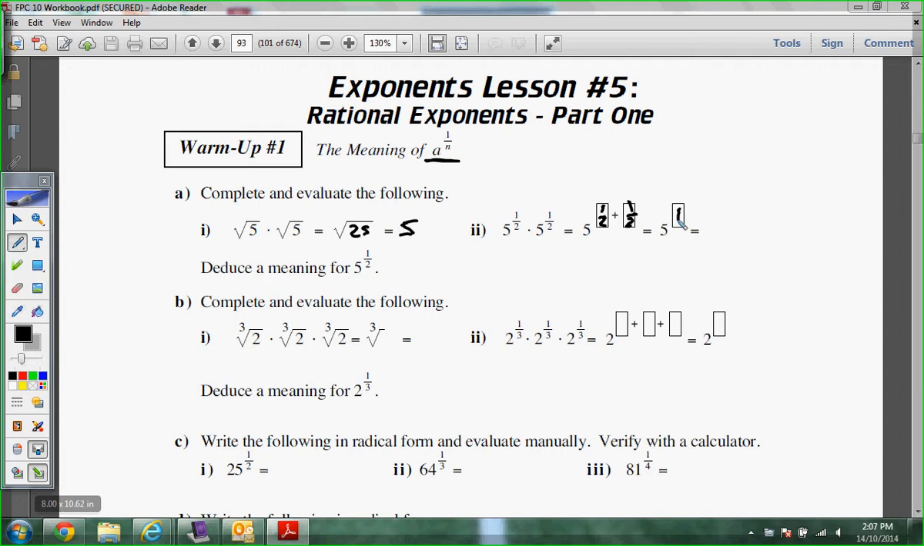We're on 93. 5 to the 1 equals 5. So do we see the connection? Yes. Deduce the meaning of 5 to the 1/2. 5 to the 1/2 is equal to square root 5.